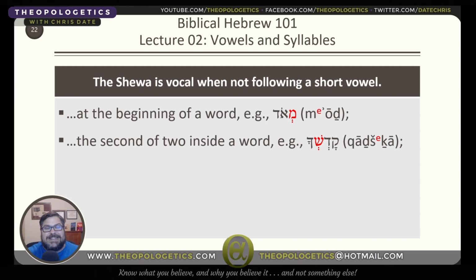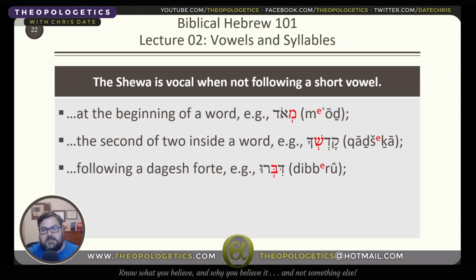When it is the second of two shvas in immediate succession, then it's vocal. So in this word, it's kad-shecha, and kad ends in a silent shva, and then the next syllable, sh, has a vocal shva, because it's two shvas in immediate succession. The second one is vocal, kad-shecha.